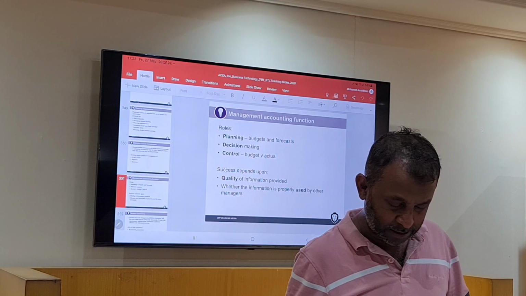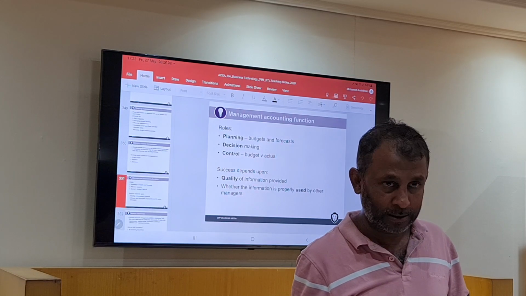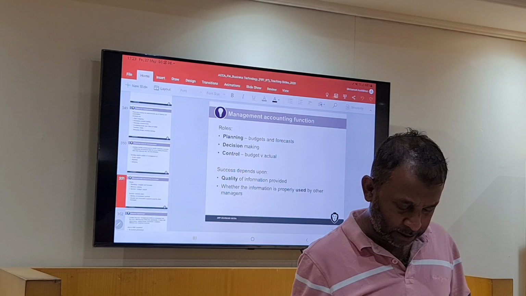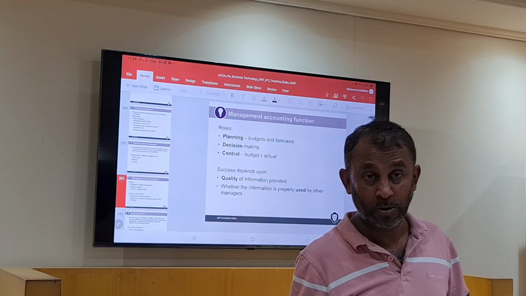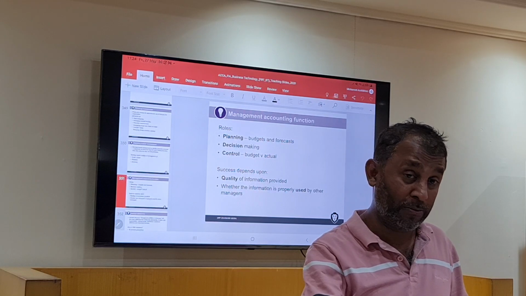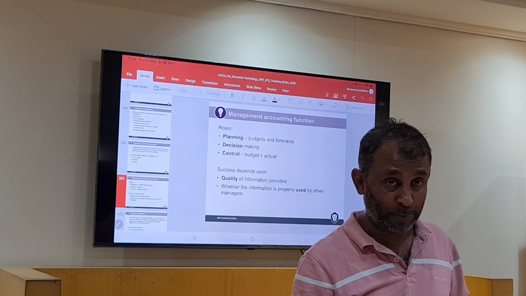Management accounting functions and roles: planning, decision making and control. Success depends on the quality of information and whether the information is properly used by everyone. There is no point in having quality information unless I use it properly.